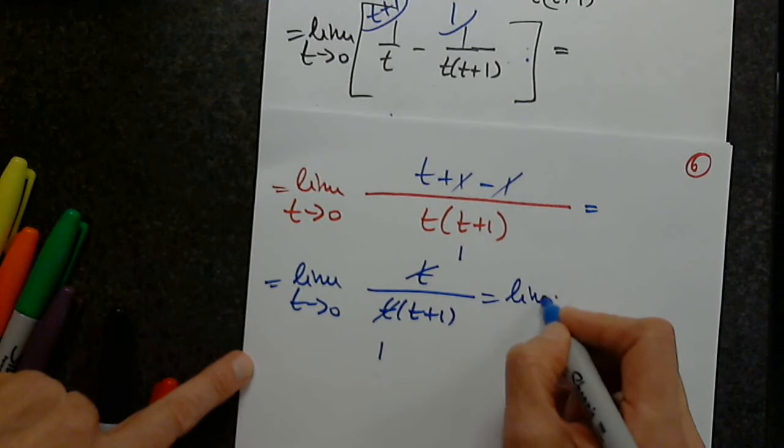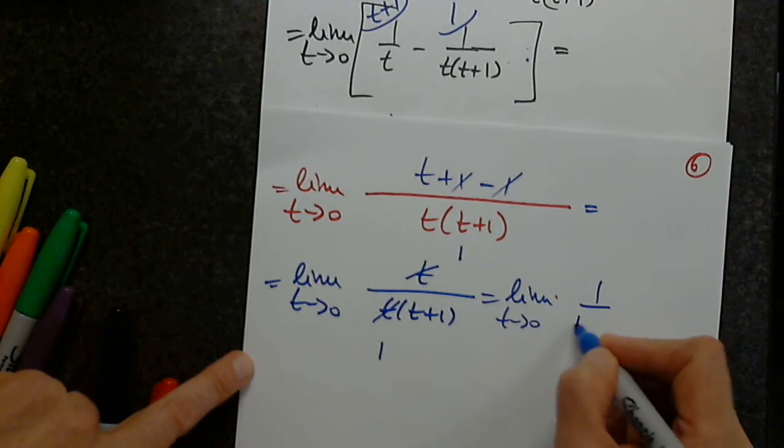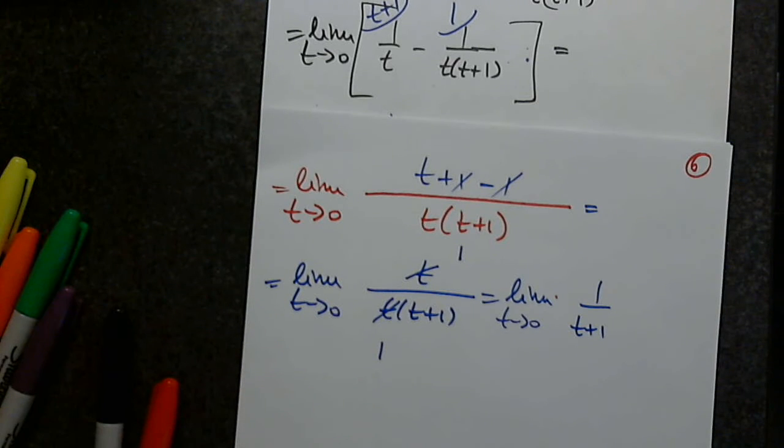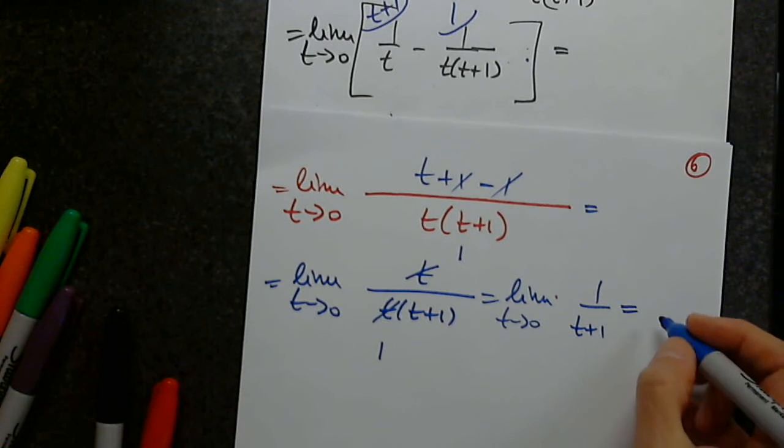So I finally get to the limit as t approaches 0 of 1 over t plus 1. This is a ratio. It's fully simplified. If 0 is in the domain, I'm done. There is nothing else required. If 0 is not in the domain, then I have to be careful. Is 0 in the domain of this function? So what is the answer?